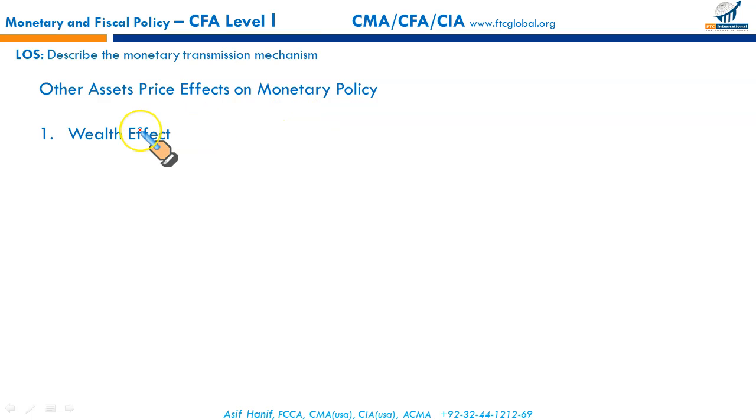First is the wealth effect. Well, effects on stock prices caused by monetary policy consequently influence financial wealth and consumer spending on non-durable goods and services. And what are the effects on exchange rates and net exports? When real interest rates change, it will lead to changes in exchange rates, and that will eventually lead to changes in net exports.